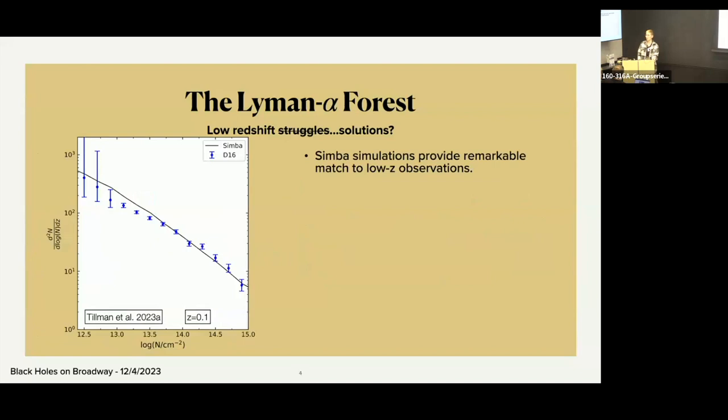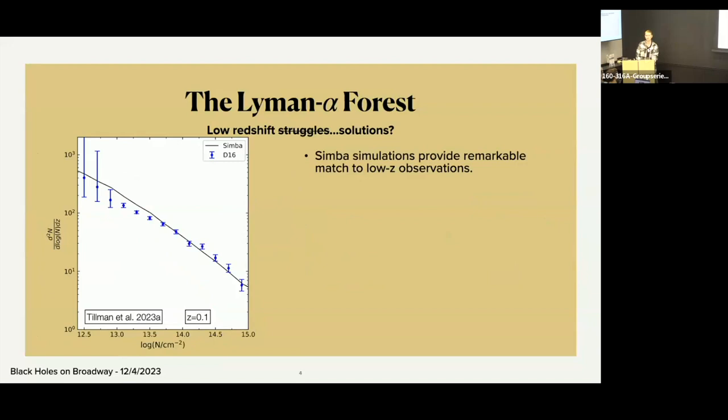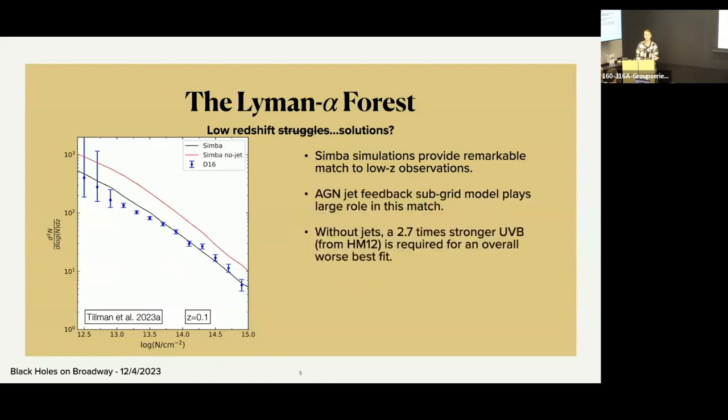Another interesting simulation is the SIMBA simulation, which has a very different AGN feedback model. And you can see that it matches much better than either Illustris or TNG. If we just go back here, you can see that Illustris and TNG both suffer from a slope issue in the intermediate column density range, but SIMBA seems to have done a much better job in matching that column density distribution. And we can see that it is from the AGN feedback model.